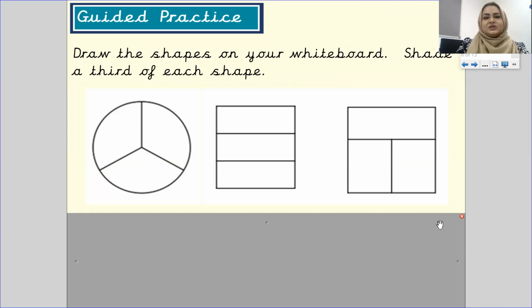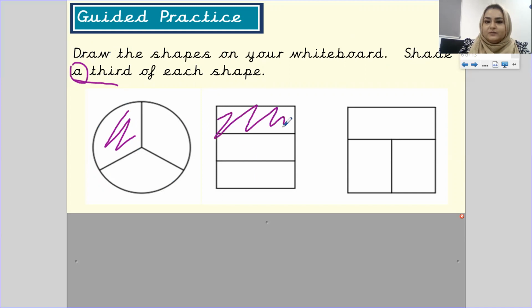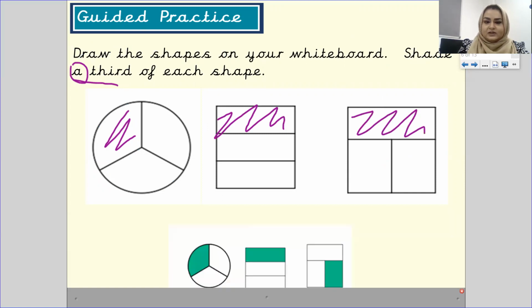All right, fantastic. So now it's saying draw the shapes on your mini whiteboards and shade a third. So A meaning 1. So for this, you should have shaded in 1 bit. 1, 2, 3, and that's 1/3. Over here you have 3 parts, and I'm going to shade in 1 section. Over here you have 3 parts, and I'm going to shade in 1 section. Now let's check if that is correct. Fantastic.